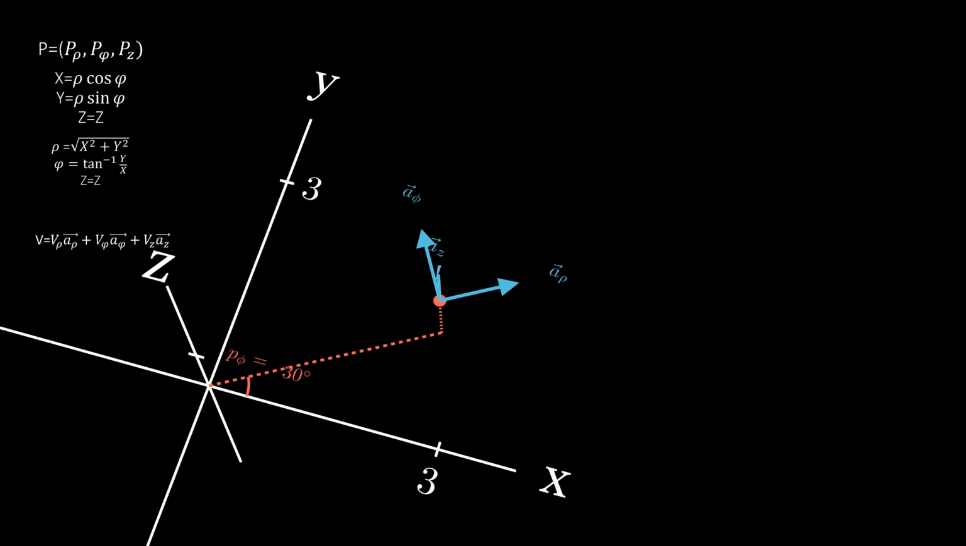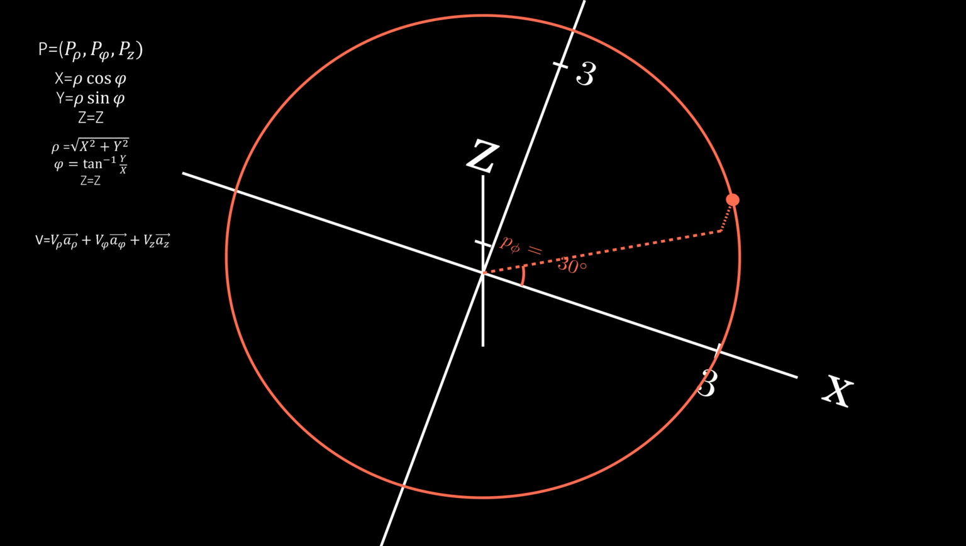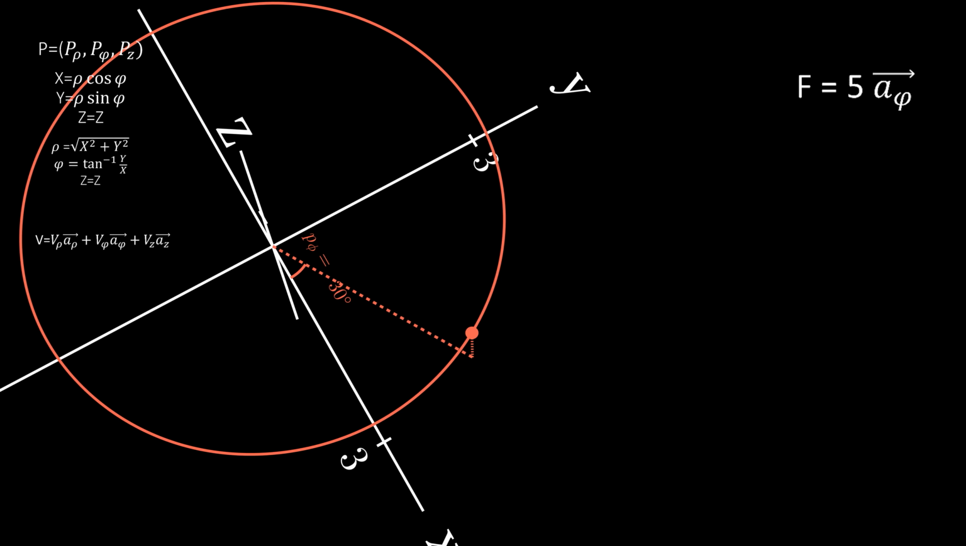For a point, phi was the angle between the point and the positive x-axis, but for a vector, phi is the amount of units in a circular motion around the z-axis. For example, if we have a force of 5 Newton, this force is going to be represented along a circle centered on the z-axis, but because we cannot have a circular vector, we use the tangent of the circle.